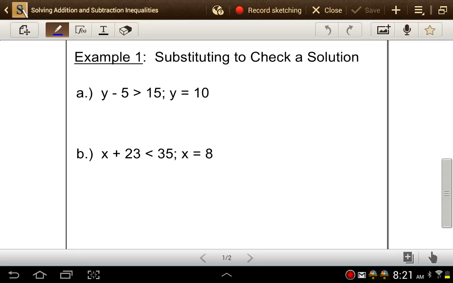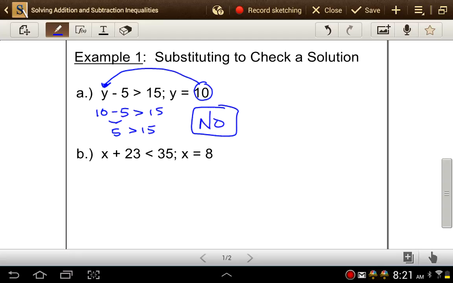So I substitute the 10 in for the y, because that's what y equals, and I see if it's a true or false statement. 10 minus 5 is greater than 15. Subtract those, I get 5 is greater than 15. Is 5 greater than 15, yes or no? The answer is no. So 10 is not a solution of that inequality, because if you substitute 10 in for y, it does not give you a true statement. So 10 is not a solution. A solution gives you a true statement.